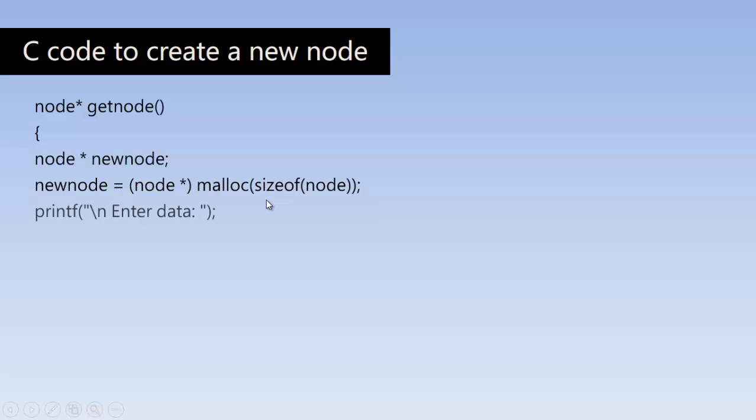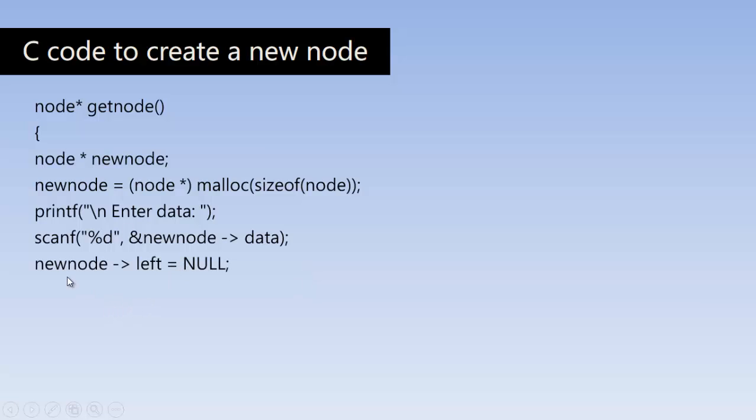After this, I'll tell the user to enter data, so that will be stored in newNode arrow data. newNode is the address of the newly created node. Arrow data represents the data field of that newly created structure or the node. So I'll initialize the left link of the new node with null and the right link of the new node also with null, right? And I'll return the new node.